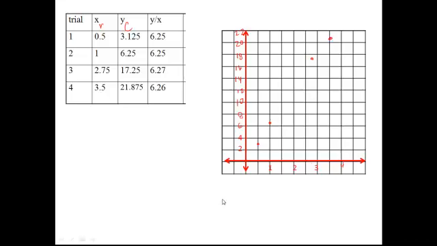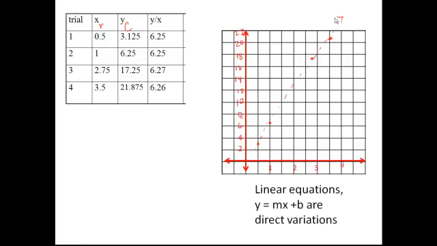So here is what that graph looks like. What you're seeing is this looks like a straight line. And that's what direct variations do. They actually look like linear equations.